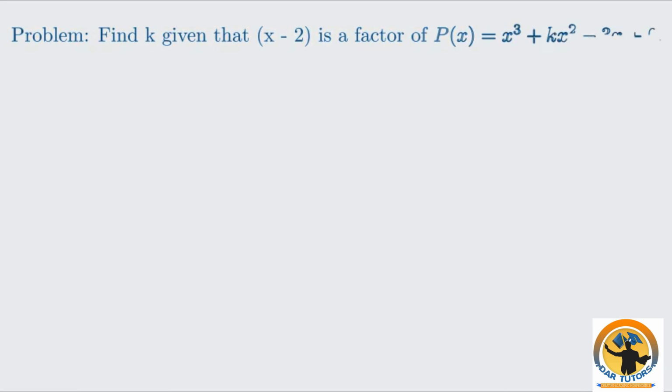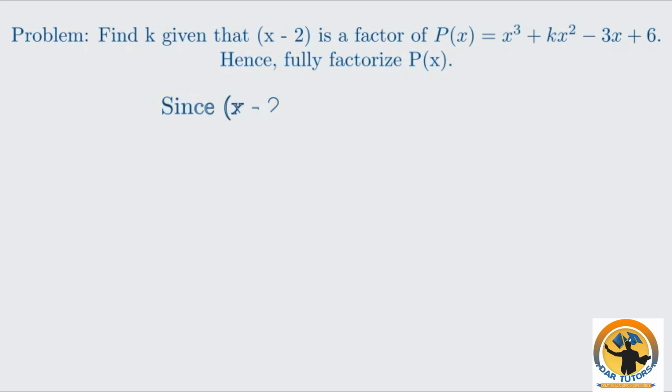We are given that x minus 2 is a factor of the polynomial p of x equals x cubed plus kx squared minus 3x plus 6. We need to find the value of k and then fully factorize the polynomial. First, let's use the factor theorem to find k. Since x minus 2 is a factor, we know that p of 2 must be 0. So we set p of 2 equal to 0.